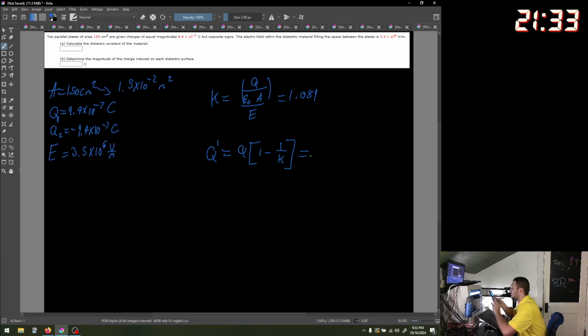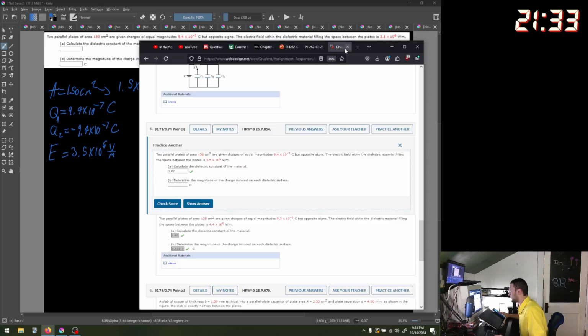And again, Q here is 9.4 times 10 to the negative 7th. It's going to be times 1 minus 1 over 2.0231369338, which is 4.75 times 10 to the negative 7th.